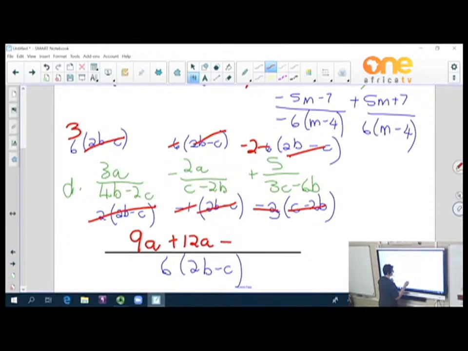Minus 2 times 6 now there. No. Oh, the 6 here that we took out there. So the negative 3 divides into that one, negative 2 times. So we have 9 plus 12, which is 21a minus 2 over 6, 2b minus c.